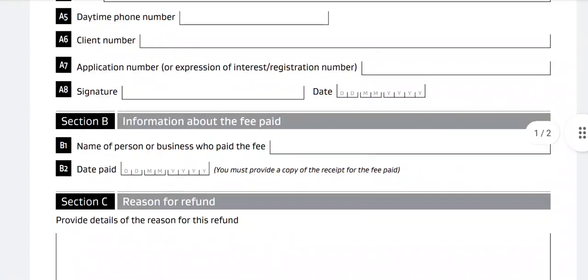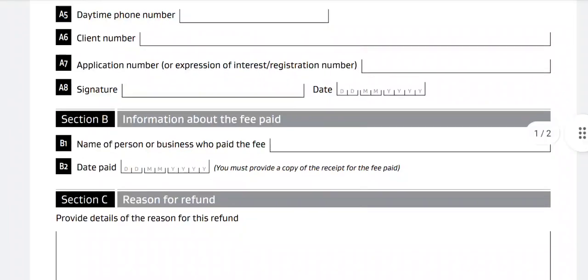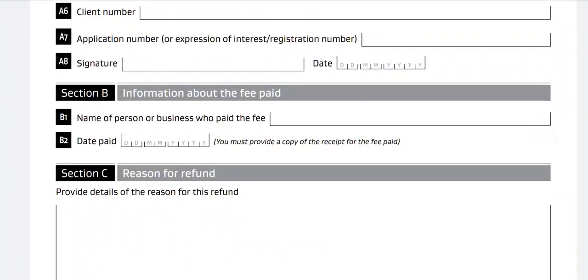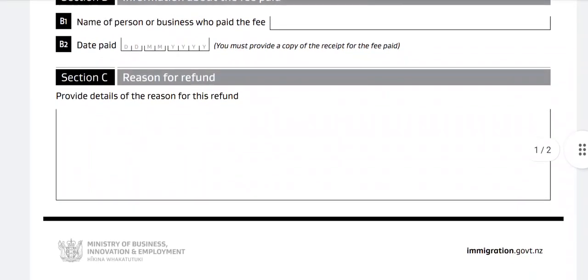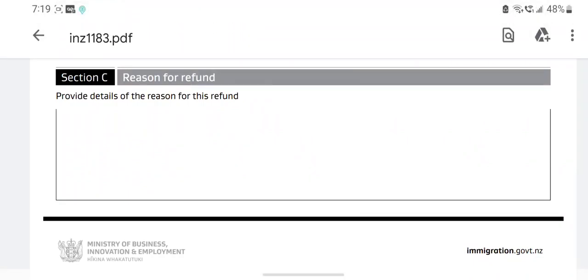Okay, signature, date, information about the fee paid, name of person or business who paid the fee, so you know this, right? Date paid. Reason for refund: instead of giving check boxes or radio buttons, they have given a multi-line field so that you can specify. So be very clear and be very polite. This is what I would say.